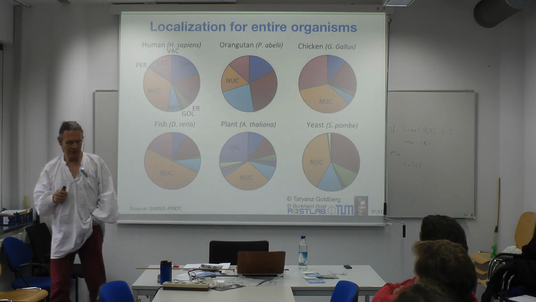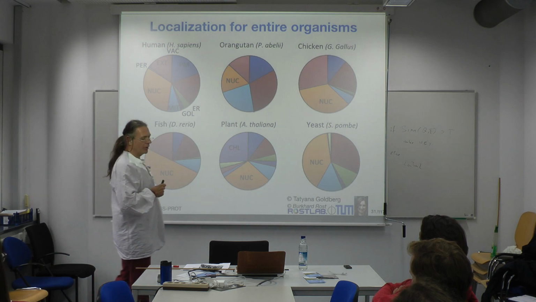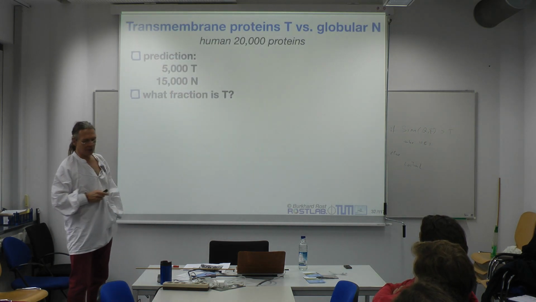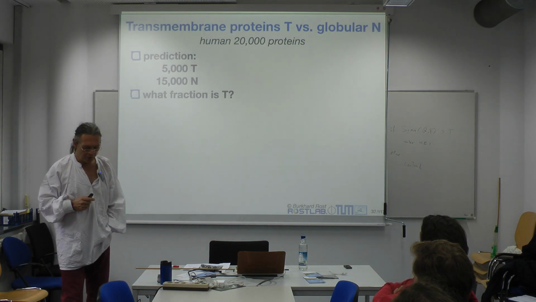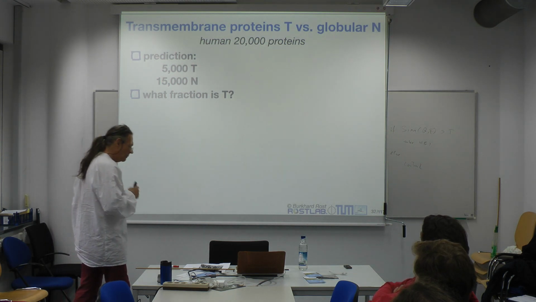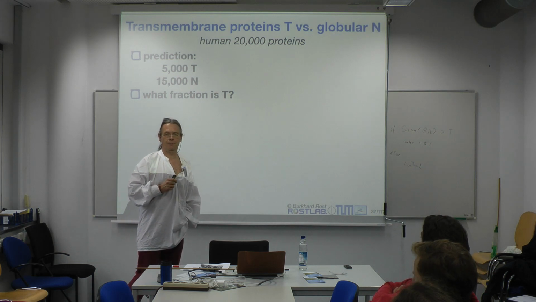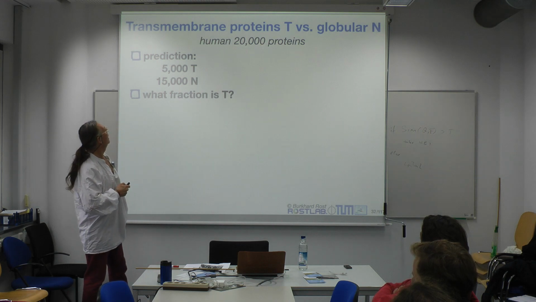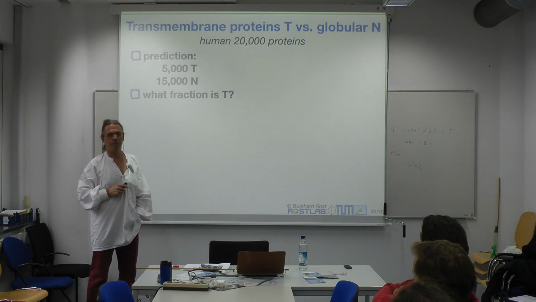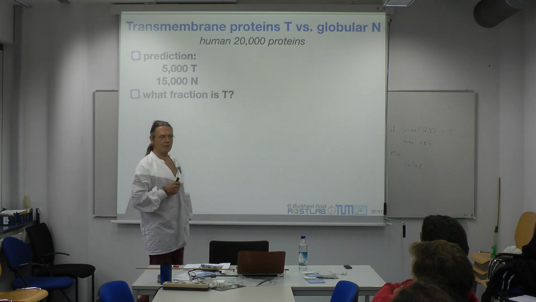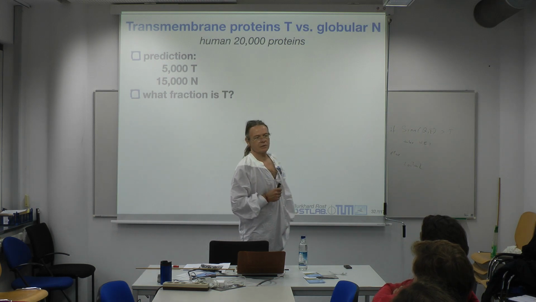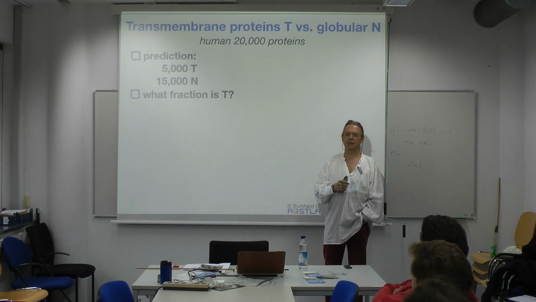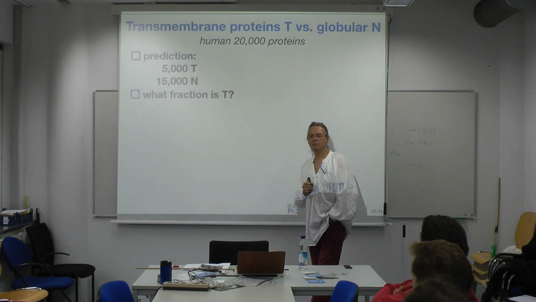Now, the first one, I want to get it with a slightly different issue, because I believe it's simpler to make my point on this issue. Let's assume the task would be to predict how many membrane proteins are in human. Human has 20,000 proteins, and say my prediction is this. So 5,000 of these 20,000 are predicted to be transmembrane, and 15,000 are predicted to be non-transmembrane. Now I ask you, what's the fraction of membrane proteins?